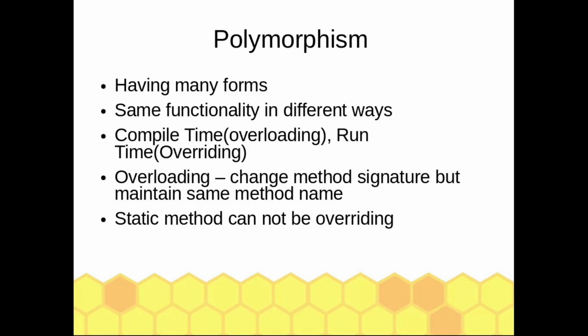In compile time polymorphism, we change the method signature but we maintain the same method name. What we change from method to method is the data type or number of parameters. But when we consider static methods, they cannot be overridden, but they can be overloaded. Okay, let's do some practical.